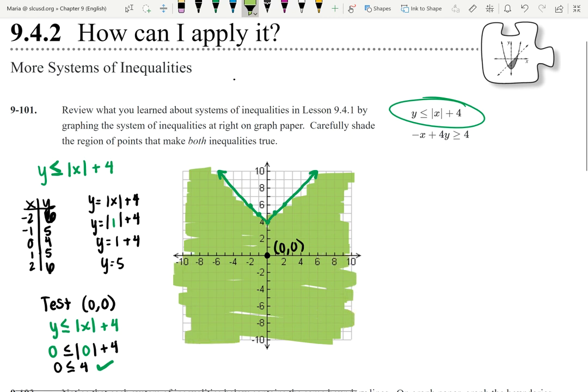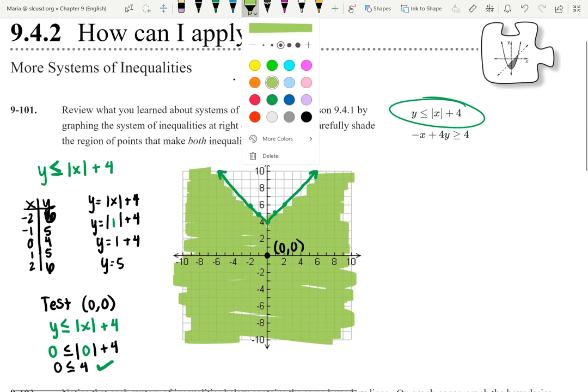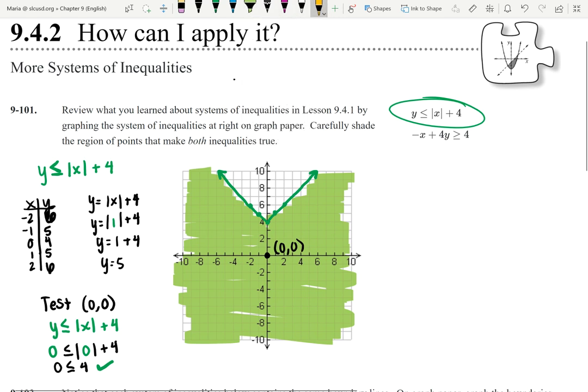All right. Now let's graph this inequality. This is going to be linear. Let's rewrite it actually. Let's get y by itself. So add x to the other side. Divide everything by 4. I get y is greater than or equal to 1/4 x, because x divided by 4 is just 1/4 x, plus 1.